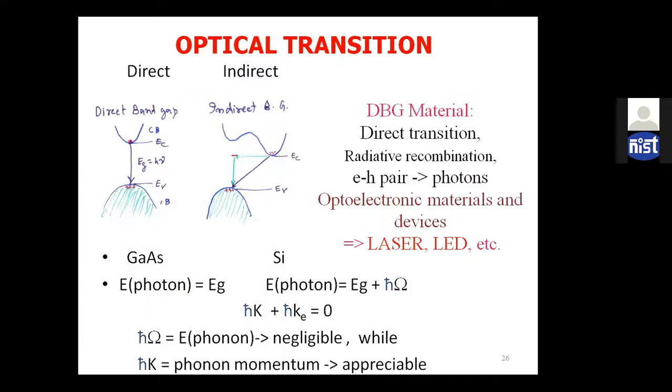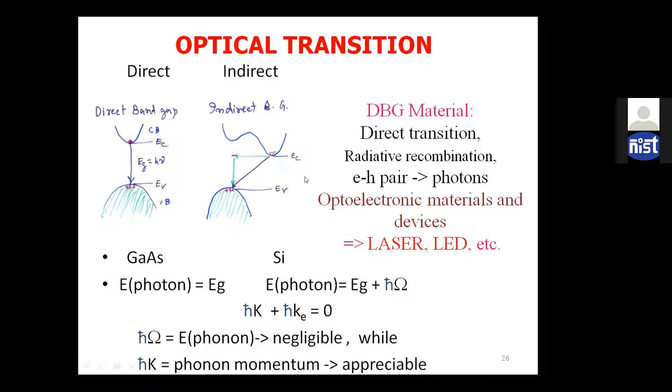Another concept, for optical devices, is the optical transition, which is a very important one. As I already told you, in the case of direct band gap, there is a direct transition, and this recombination is called radiative recombination. That means when an electron directly jumps to the valence band, it recombines with a hole, and that gives an electron-hole pair recombination that leads to photons. So optoelectronic materials and devices use this property, like your laser, LED, etc.